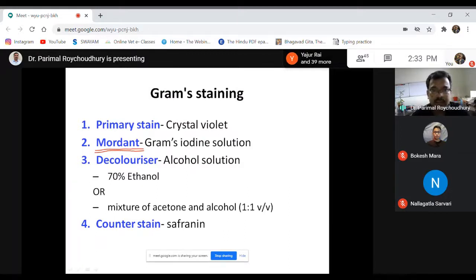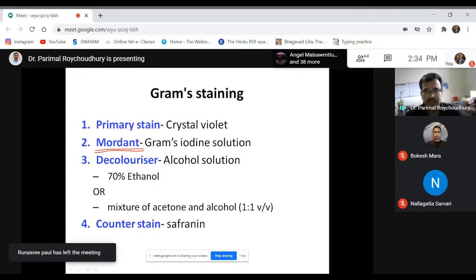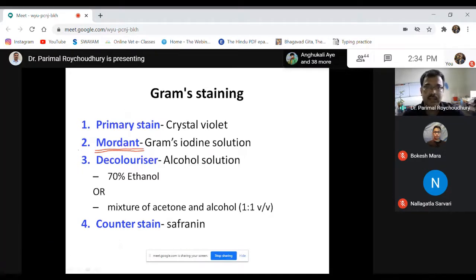Now let me tell you what will happen if you do not use a mordant. So if you just go for staining the slide with primary stain, crystal violet, and then if you wash the slide for a prolonged period, then what will happen? All the primary stain will wash off. But when you use a mordant, then this primary stain will be retained inside the bacteria. It will help in fixation of the primary stain. Okay, so the second component of Gram staining technique is mordant.